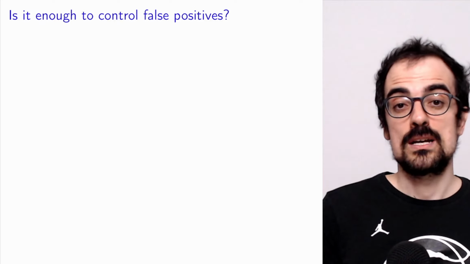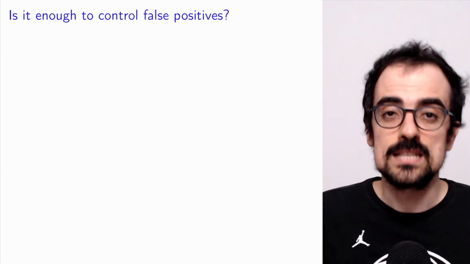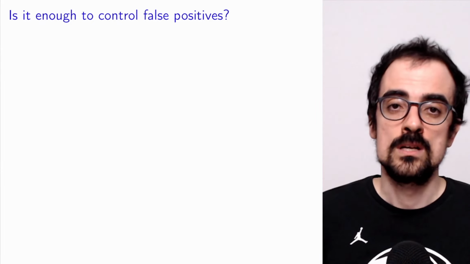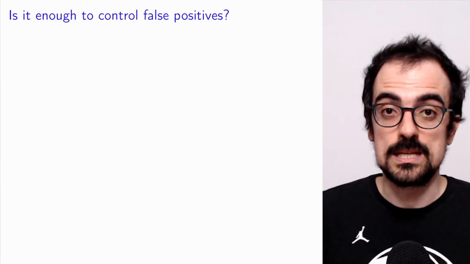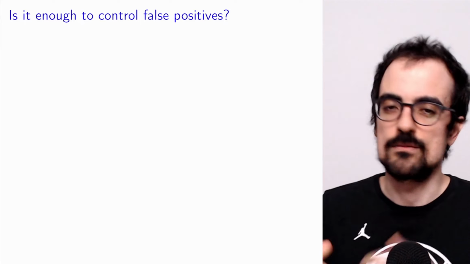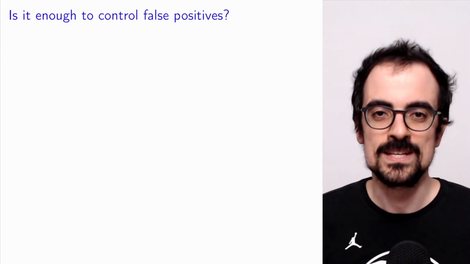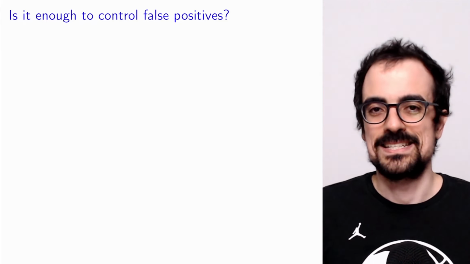Okay, so now, is it enough to control false positives? We have shown that if we follow the steps of the hypothesis testing framework, the probability of a false positive is actually controlled by the significance level. And if we have multiple tests, we can do the Bonferroni correction to ensure that it's still controlled. Is that enough? Well, it's not, right?